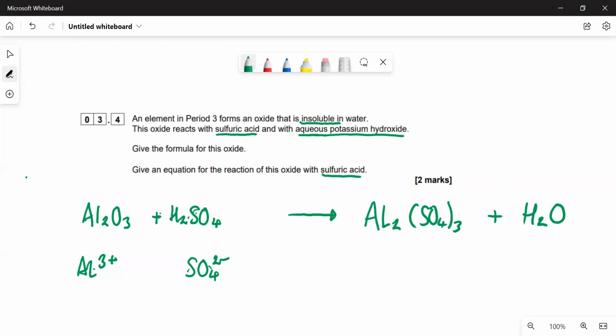So we just need to balance that. The aluminium's okay. We need 3 in front of the sulfuric acid to provide 3 sulfates. That means we've got 6 H's, so that means we're going to form 3 water molecules. And if you check, yeah, those 3 oxygens are coming from the aluminium oxide there. So that is the easy reaction of aluminium oxide. The difficult one, of course, is the reaction with the hydroxide. Okay, but they don't ask us for that.